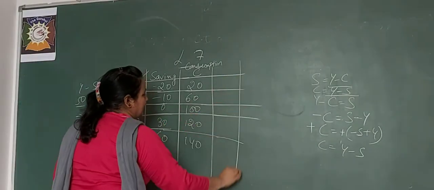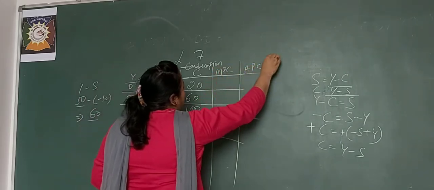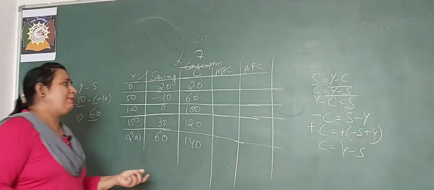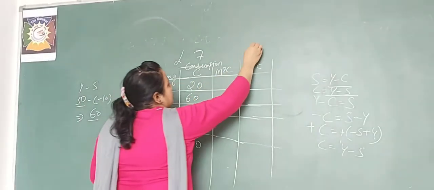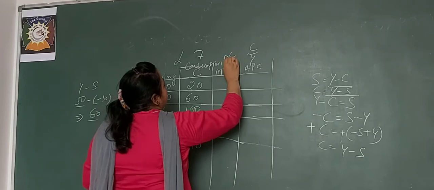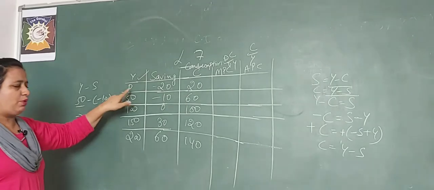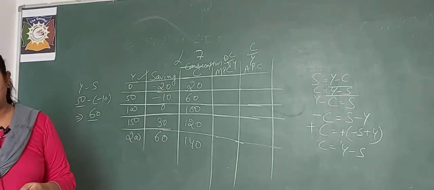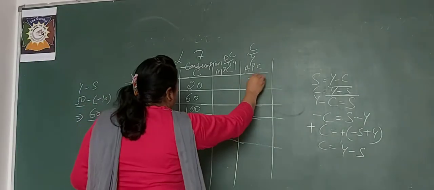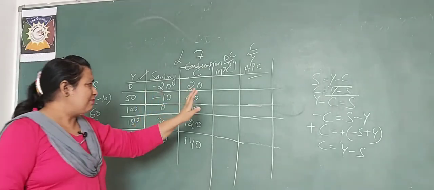Let us start. MPC and APC. Firstly I will apply the formula, that is with me. APC means C upon Y, and MPC, that is delta C upon delta Y. So let us start. C upon Y. C 20 upon 0. When anything is divided by 0, it means that is initial. Initial in the sense we can say blank.